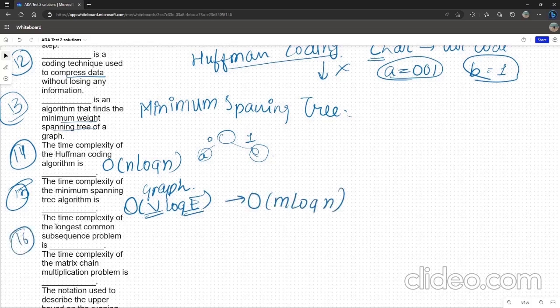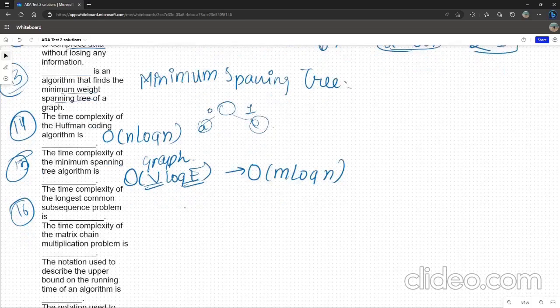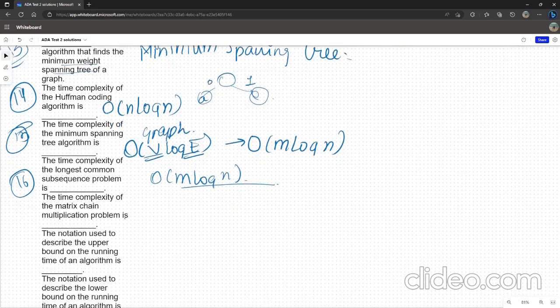16th is, the time complexity of longest common subsequence problem is. So to find the longest common subsequence, our time complexity becomes O of M log of N.